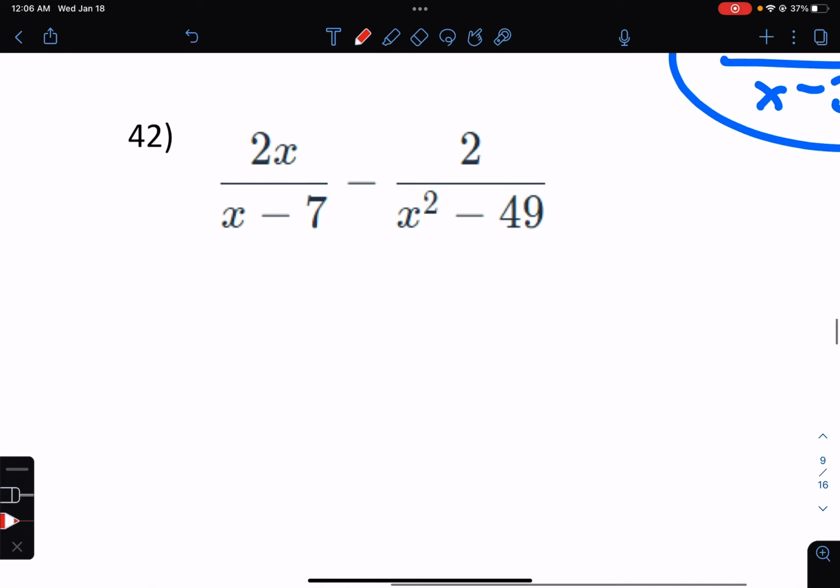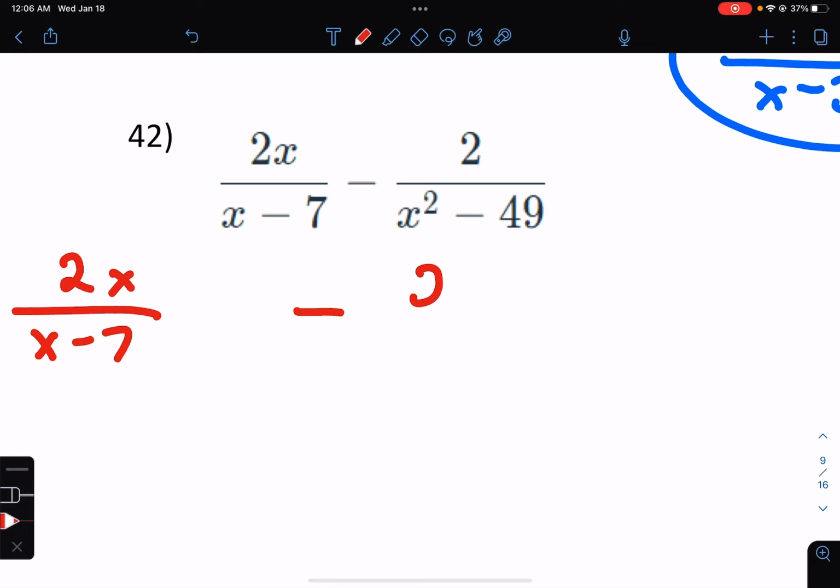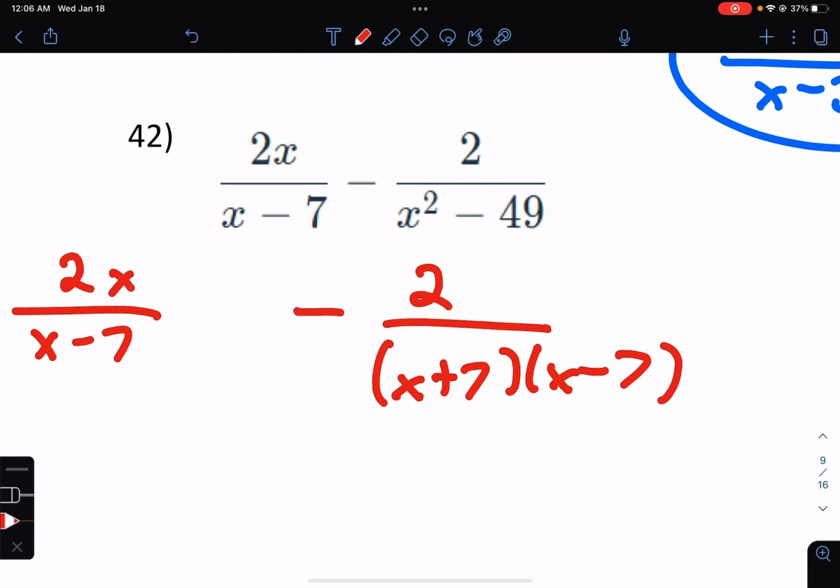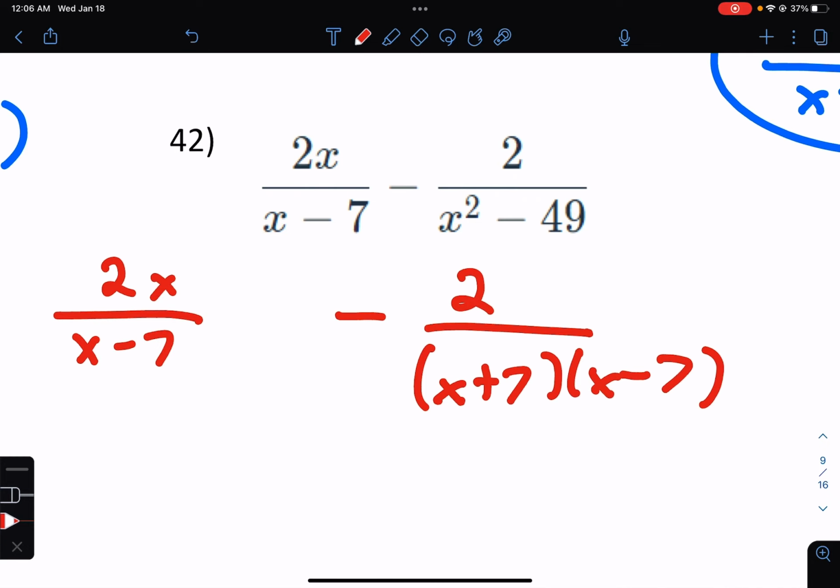All right, so here for number 42. The first guy is good to go. He's happy. X minus 7. Or I shouldn't say he's good to go, but he at least doesn't need to be factored. And then the second guy does need to be factored here. So we get 2 all over x plus 7, x minus 7. So from looking here, this guy is an x plus 7, x minus 7. This guy already has the x minus 7.